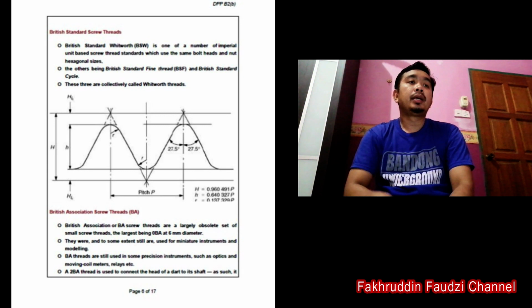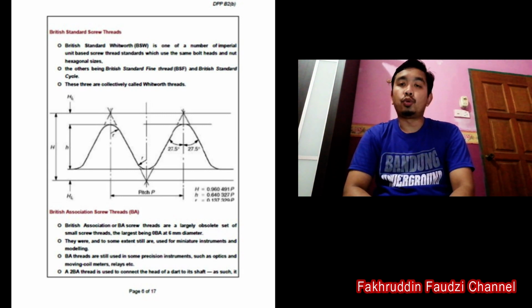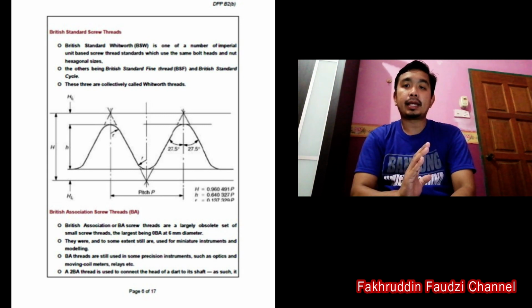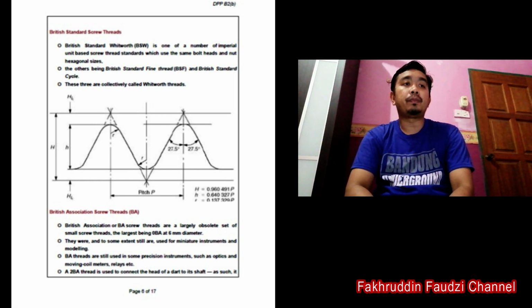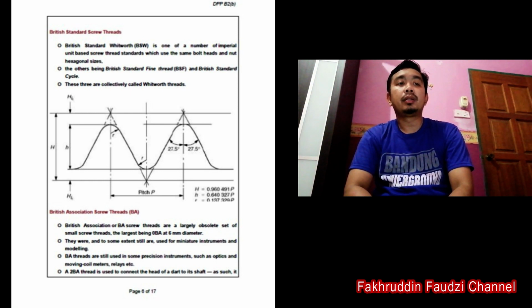Okay, adalah British Association Screw Threads, iaitu BA. BA macam mana pula? Okay, so British Association or BA Screw Threads are a largely obsolete set of small screw threads, the largest being 0 BA at 6 mm diameter. They were, and to some extent still are, used for miniature instruments and modeling.